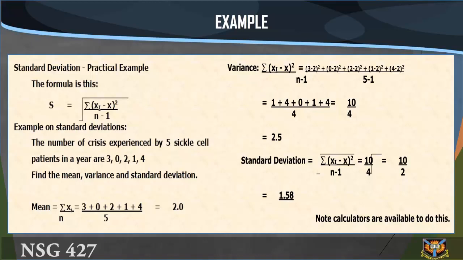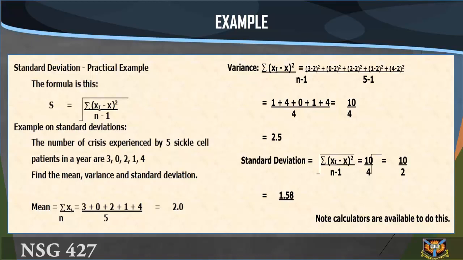Example on standard deviation. The numbers of crises experienced by 5 sickle cell patients in a year are 3, 0, 2, 1, 4. Find the mean, variance, and standard deviation. Mean is equal to the summation of xi over n, which is 3 plus 0 plus 2 plus 1 plus 4 over 5, equal to 2.0. Variance is the summation of (xi minus x bar) raised to power 2 over n minus 1, which is equal to (3 minus 2) squared plus (0 minus 2) squared plus (2 minus 2) squared plus (1 minus 2) squared plus (4 minus 2) squared over 5 minus 1.